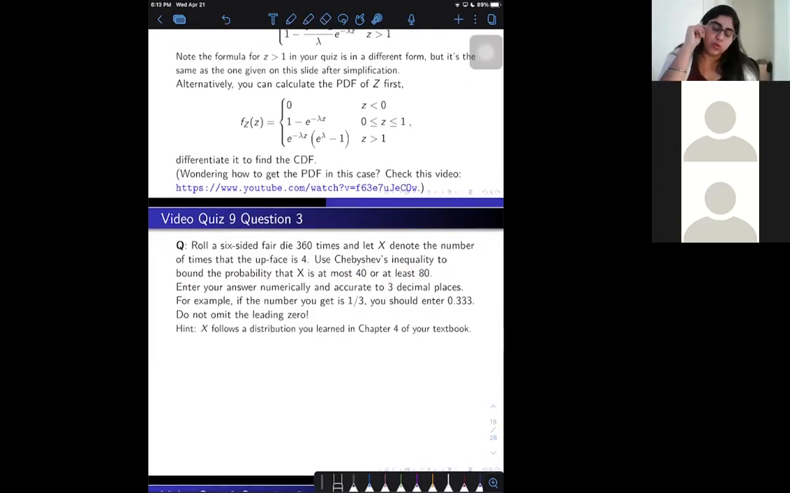All right. So what kind of distribution does X follow in this question? What do you think? What kind of distribution does X follow here?